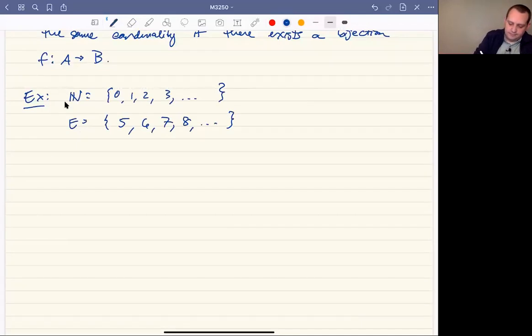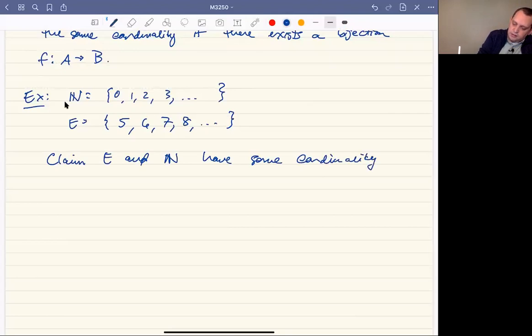And I claim that E and the non-negative integers N have the same cardinality. In other words, I claim that there exists a bijection between the sets E and N. And whether I find a bijection from N to E or from E to N, those are equivalent, because if a function is a bijection, then the inverse is a bijection. So I can do either way.